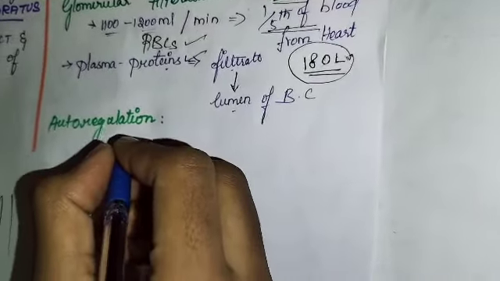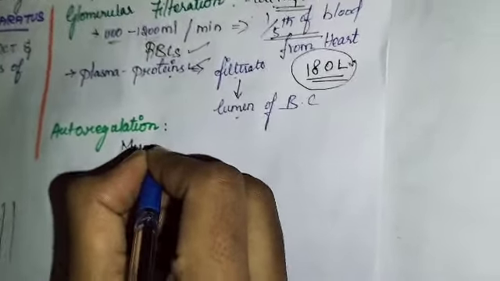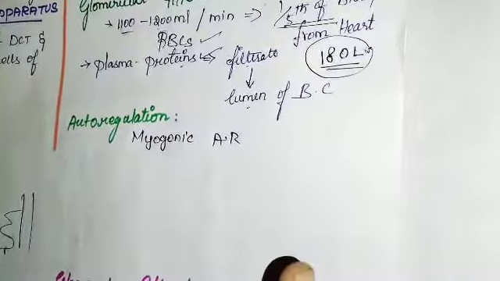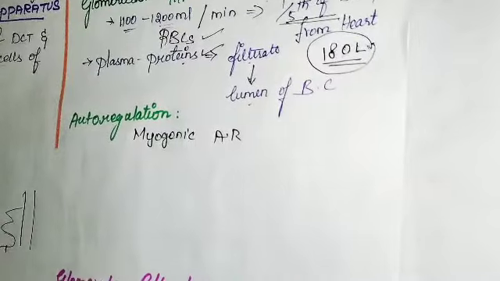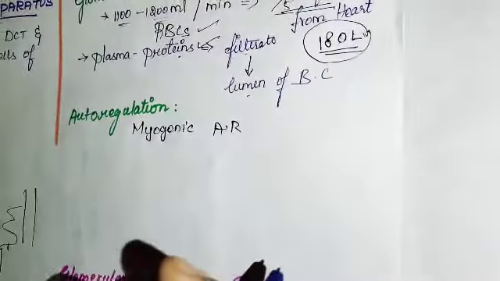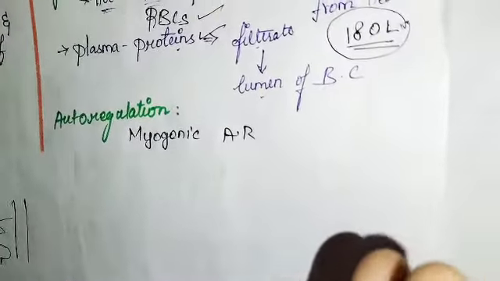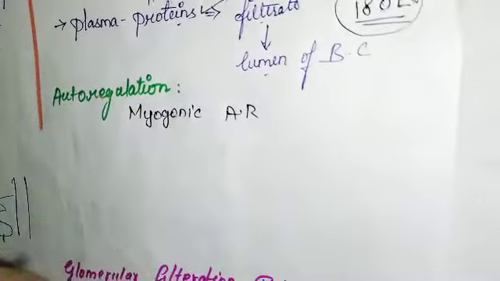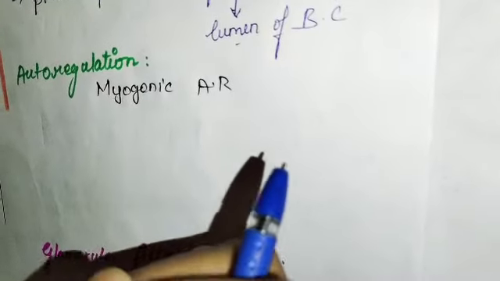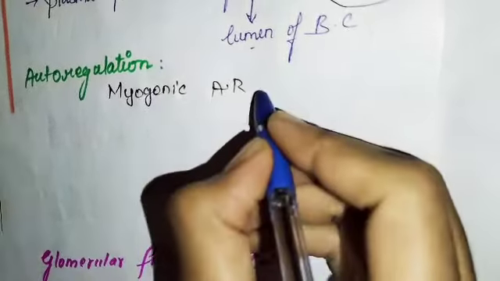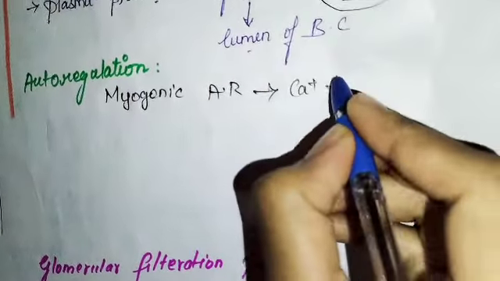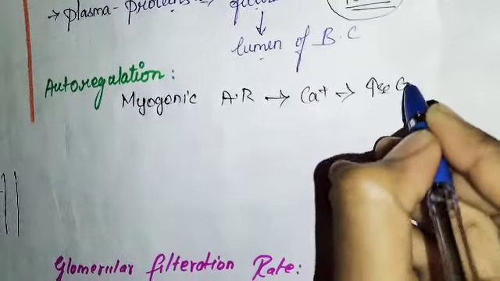First we will see myogenic autoregulation. Myogenic autoregulation is mainly because of calcium channels. When blood flows from the heart to the kidney, calcium ions flow into the vessels and increase the pressure of the vessels. As the pressure increases, the glomerular filtration rate also increases. So this is mainly because of calcium ions entering our vessels and causing an increase in GFR.